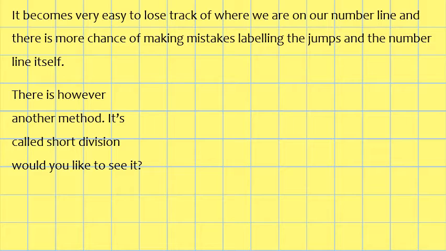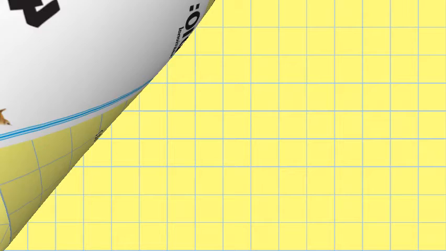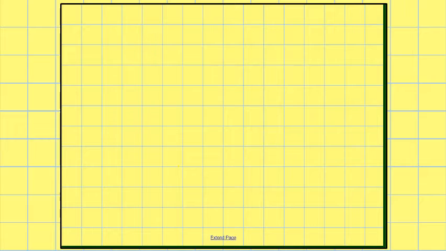There is, however, another method. It's called short division. Would you like to see it? Okay, I've chosen this calculation to show you the method. 36 divided by 2 equals. Now it's one you can probably do in your head, so you should be able to tell whether the answer we get is correct.